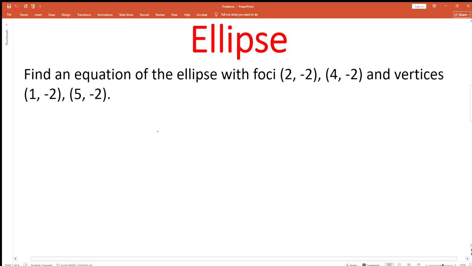In this video, we'll solve this ellipse problem. As per the problem, find an equation of the ellipse with foci (2, -2) and (4, -2) and vertices (1, -2) and (5, -2). The first step is to analyze the given information. We should plot the given foci and vertices to visualize them.